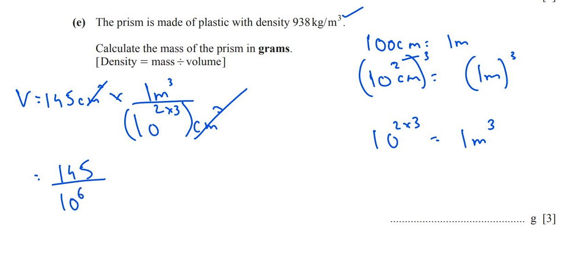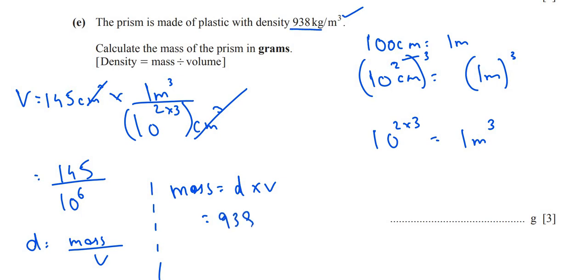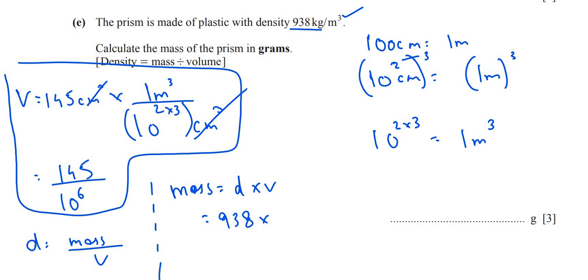Now density is equal to mass divided by volume. First of all, now we can rearrange this equation. I can say mass is equal to density multiplied by volume. I already know the density, which is 938. Now I will multiply it with volume. So this whole process I did was to find out the volume. I converted the volume into meters cube. So I will multiply by the volume, 145 upon 10 raised to power 6.